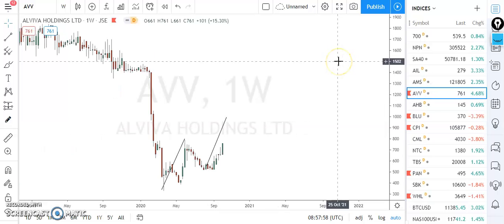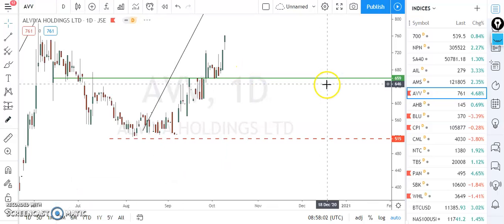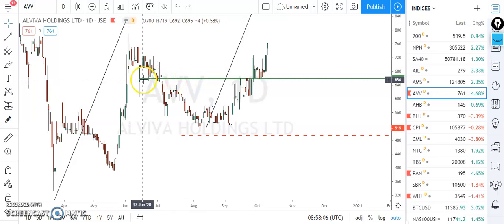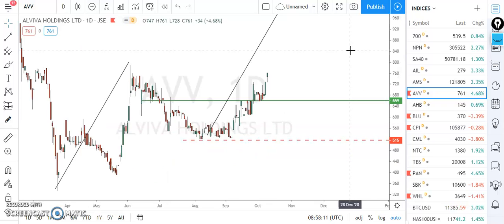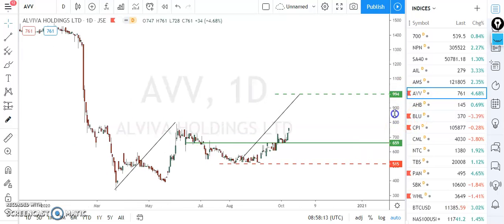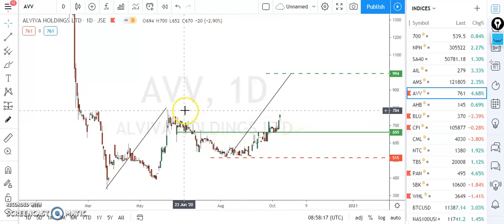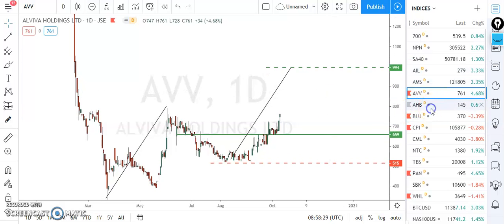Alviva, very nice trade setup here. We are in this trade long. Where did we buy? We bought it once it broke above that resistance level, which was a support level, at 6 rand 59, 6 rand 60. This share is going quite nicely. There is a breakaway gap there. Let's see what the resistance here at 7.80 does. If it breaks above 7.85, I'm aiming for that 9 rand 90 area. Nice bullish move there on Alviva.